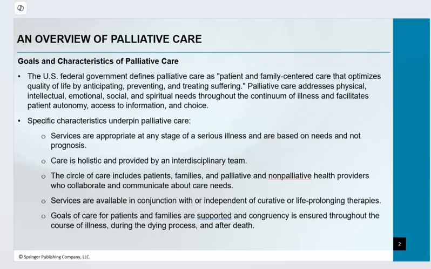Okay? When we go down this line, it talks about specific characteristics that underpin palliative care. It says services are appropriate at any stage of a serious illness. So for me, if I could redo this definition, I would say palliative care is for patients at any stage of a serious illness and their family. We provide patient and family-centered care, or something along those lines, right? I would want to throw in the fact that this needs to be in a serious illness.